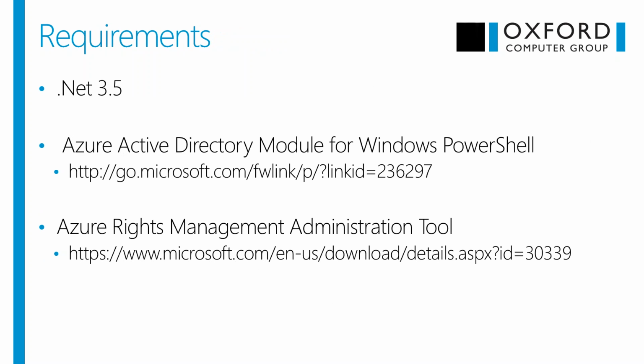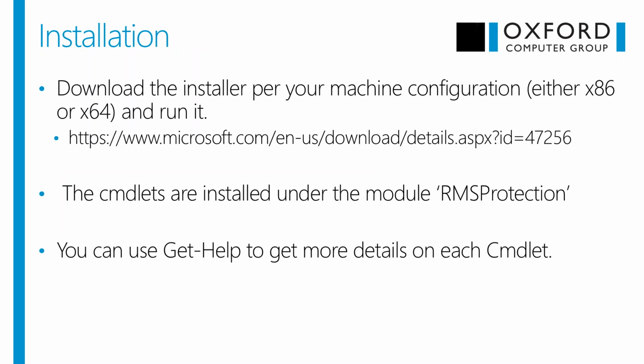So the requirements, we need .NET 3.5, we need the Azure Active Directory module for Windows PowerShell, the Azure Rights Management Administration tool, and we can make the links to this presentation available later if that's what you're wondering right now, to try to remember all those links. So for the installation, you'll download the actual installer. The commandlets are installed under the module RMS Protection, and just like anything in PowerShell, you can definitely use the get-help to get more details on each commandlet.